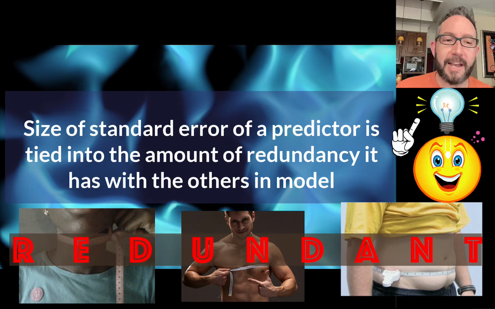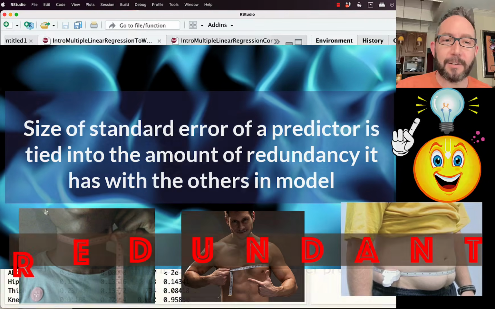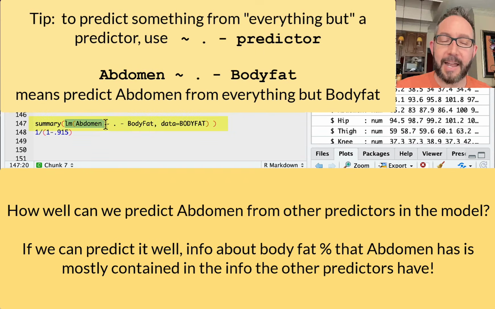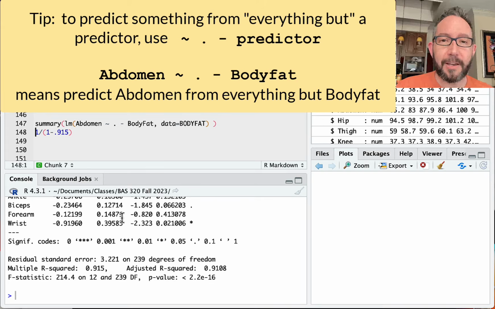So let me flesh this out. What I want to do is see how well I can actually predict abdomen, let's say, from the other predictors in the model. So if I set up a linear model in lm that says, okay, let's predict abdomen from everything, twiddle dot, but body fat, I can actually do everything but a particular predictor by doing twiddle dot minus the predictor I don't want to use. So if I want to predict abdomen from all of the other x's, which is all the other columns except for body fat, that's my y variable, I can set up the model like this. And when I do so, here's what I find.